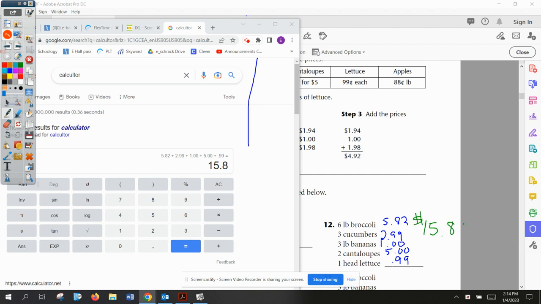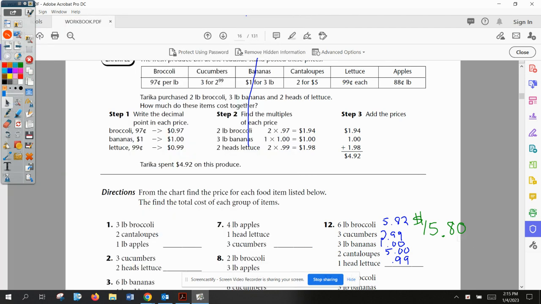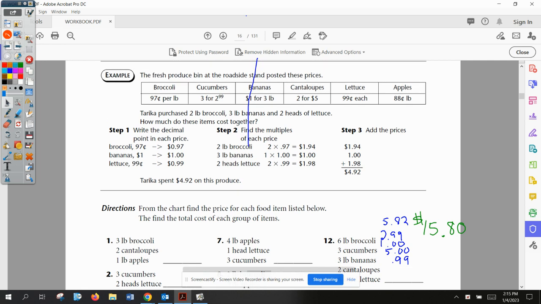$15.80. Remember that you have to have 2 place values after the decimal, so you're going to need a placeholder 0 after that 8. I will not accept an answer of 15.8. I will also not accept 15.80. You have to have that dollar sign in front. If you don't, I will not accept those answers.